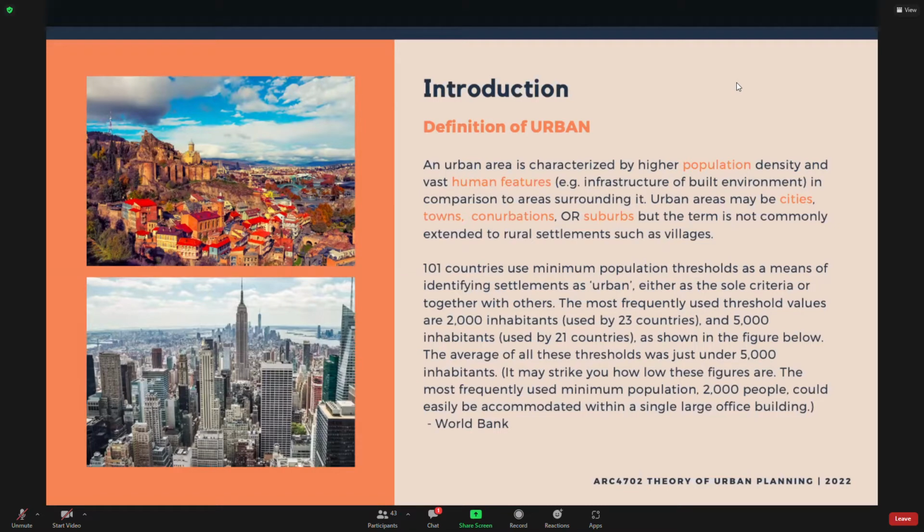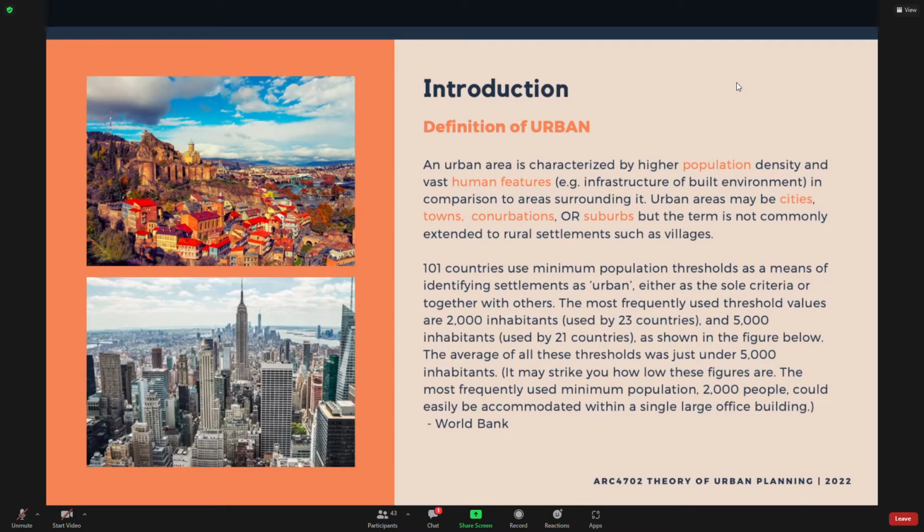So this is different. The requirement is different from country to country, but this is basically the general requirement criteria. The average of all these thresholds was just under 5,000 inhabitants. So the average for all of the countries over the world is 5,000 and below. So if it reaches that number, then it is considered as an urban area. I know it may strike you how low these figures are.